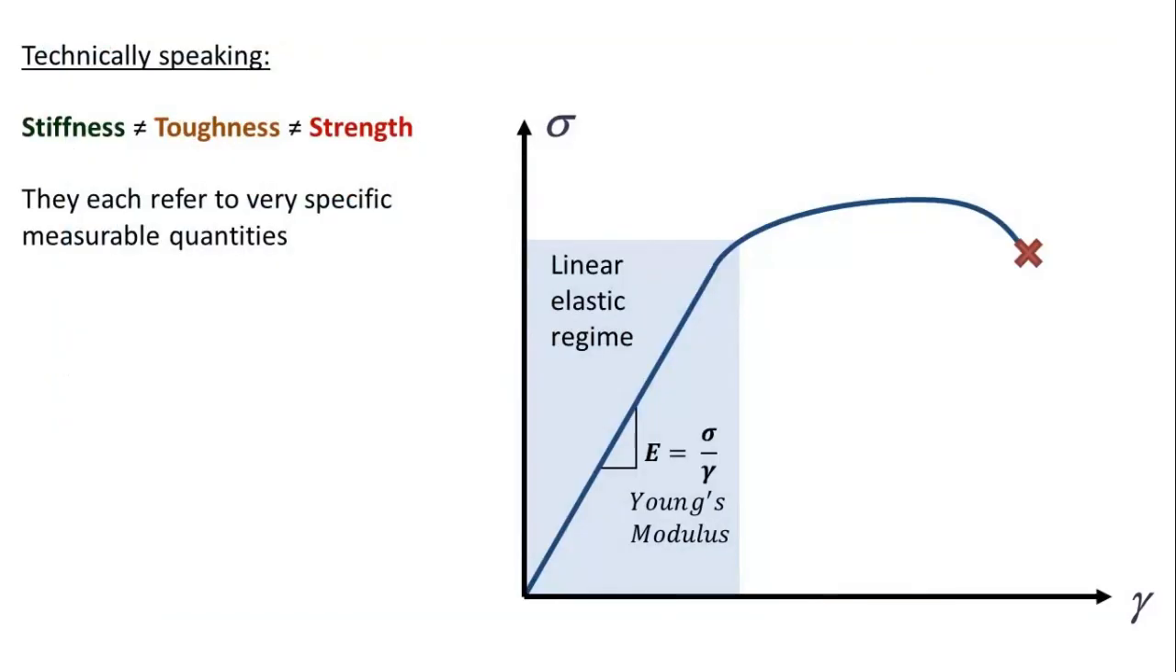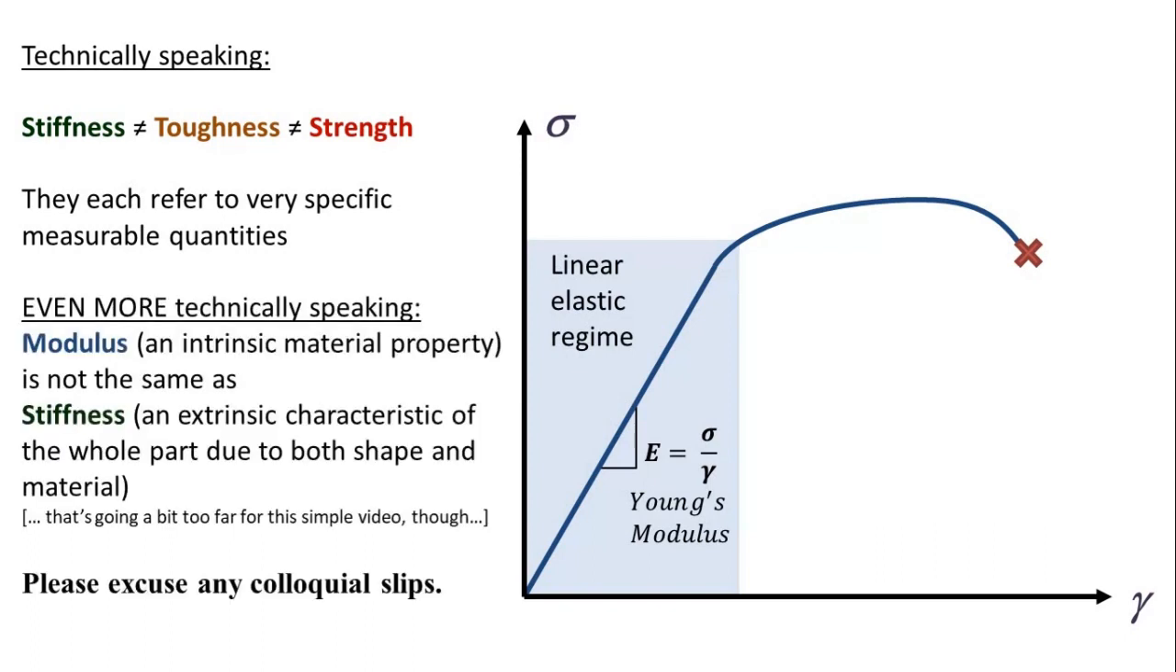A quick aside: in an engineering context, the terminology is specific. The words stiffness, toughness, and strength refer to very specific quantities and can't be used interchangeably. Even the terms modulus and stiffness are technically different in a certain context. I will mostly try to adhere to the proper engineering usage, but please excuse any colloquial slips I might miss.